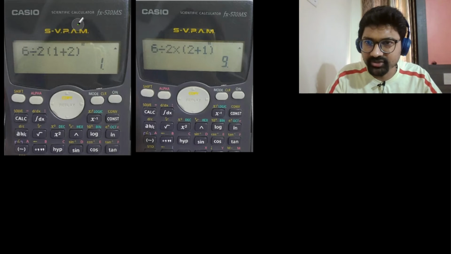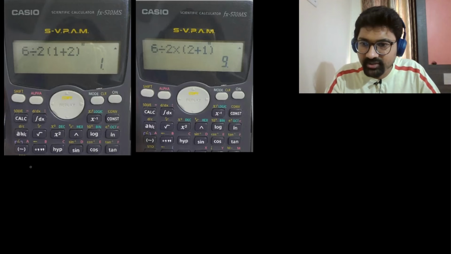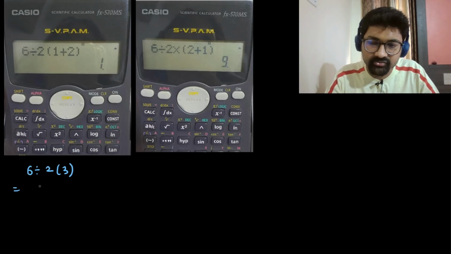Another interesting fact happens over here. Now I've taken a screenshot, and this is the FX570 model, again Casio. So now you can also see that this calculator is designed in such a way that the implicit multiplication is given priority over the division and explicit multiplication. So we can clearly see that 6 divided by 2 times 1 plus 2 is 3, and now 2 parentheses 3 is taken as the first priority, and the answer is 1.